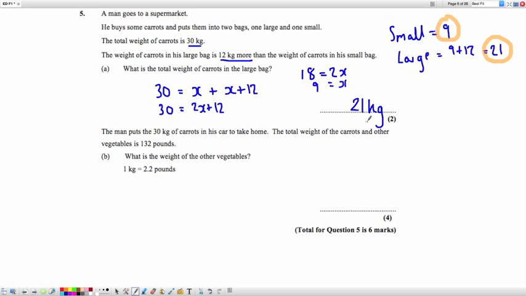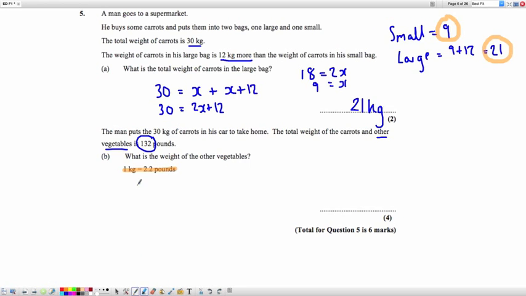A man puts 30 kilograms of carrots in his car to take home. The total weight of the carrots and other vegetables is 132 pounds. What is the weight of the other vegetables? So let's work out the total first by converting this to kilograms. Now we have here the conversion that 1 kg is equal to 2.2 pounds.